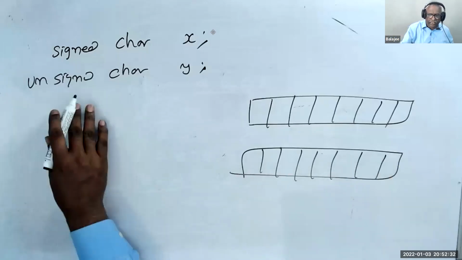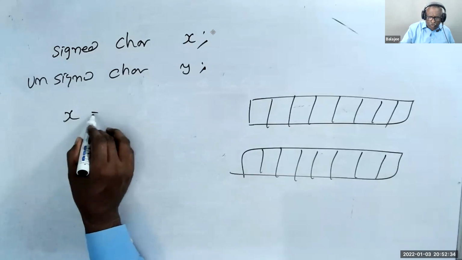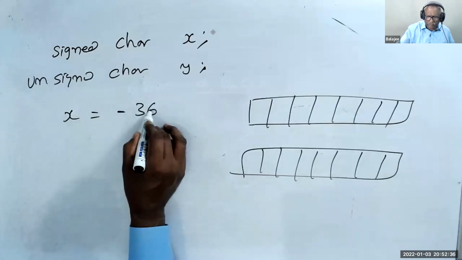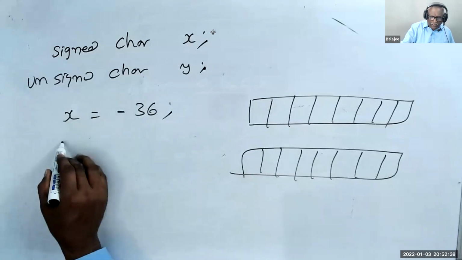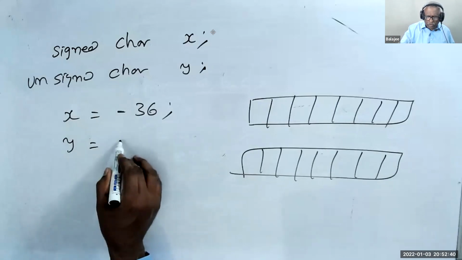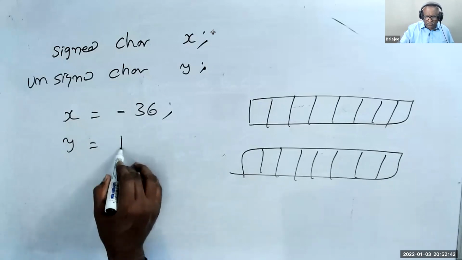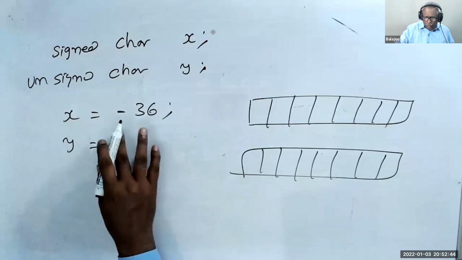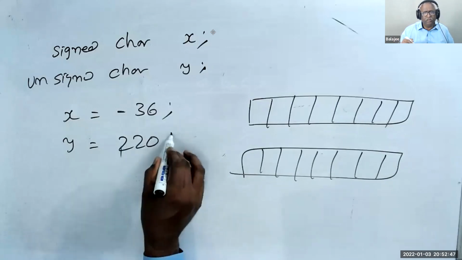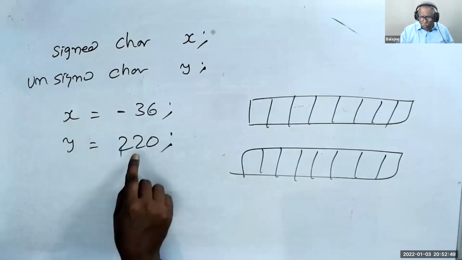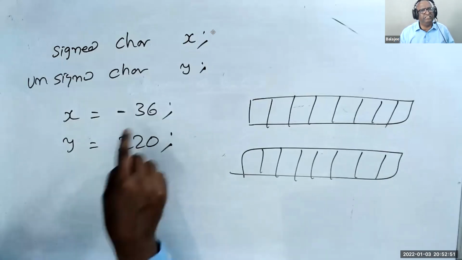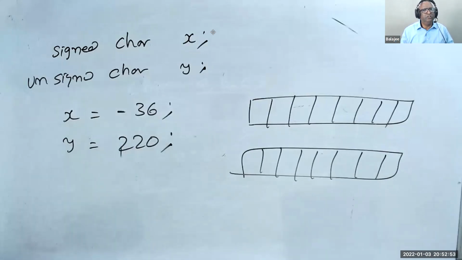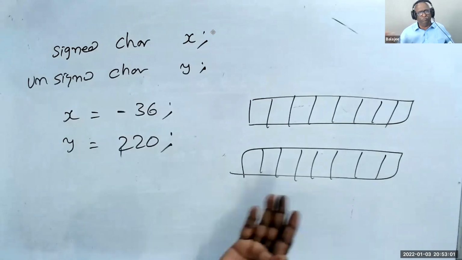But now you say here, X is equal to minus 36 and Y is equal to 220. See that. Y is 220, X is minus 36. Now, the beauty is, what is stored there will be the same value. The same numbers will be saved.